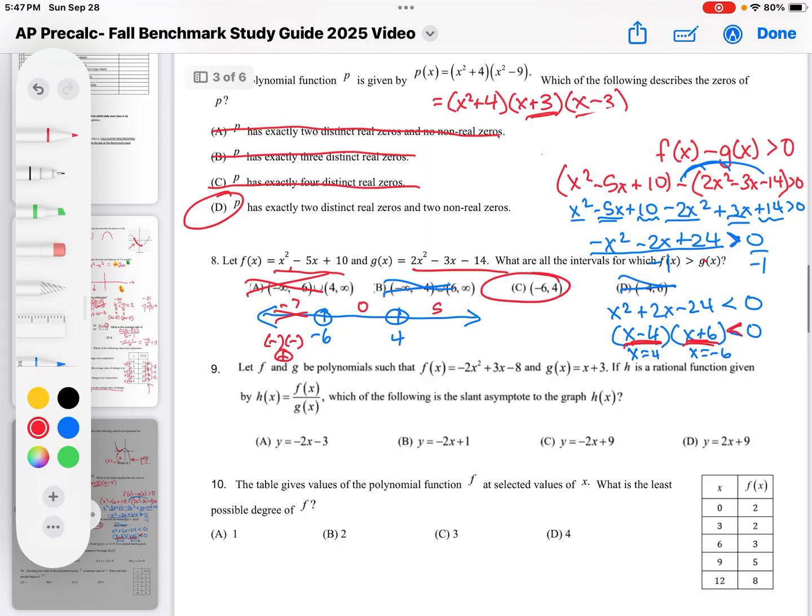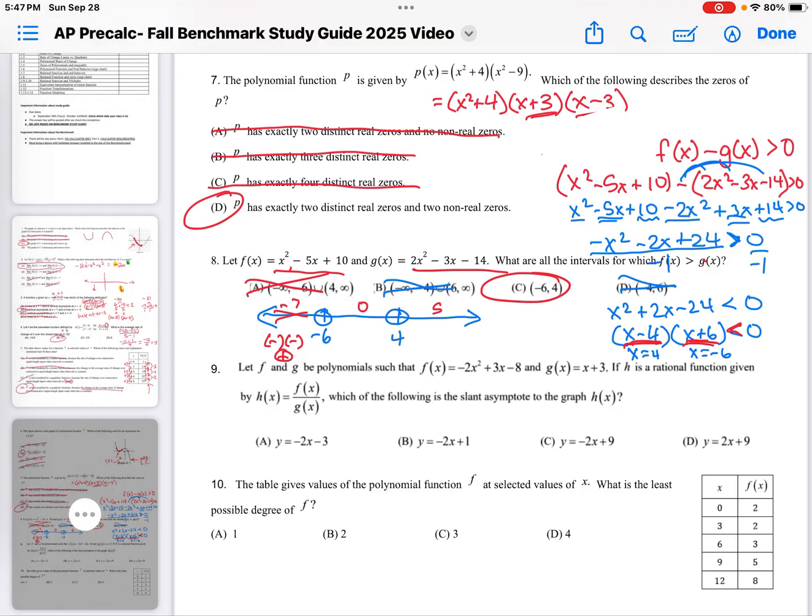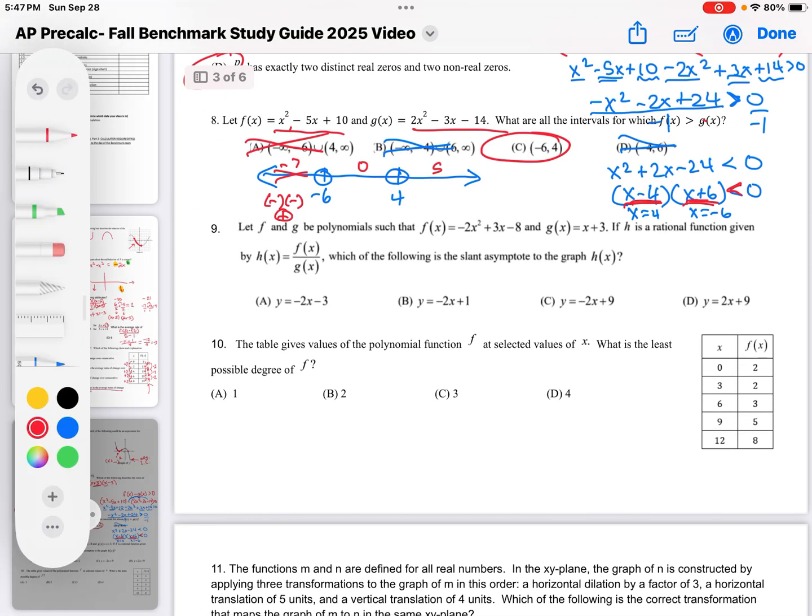By the way, if you wanted, you could have also just picked an x value in each of these intervals and plugged them into your f and g of x, if that helps you, like if you're struggling with time. But anyway, let's look at this next one.